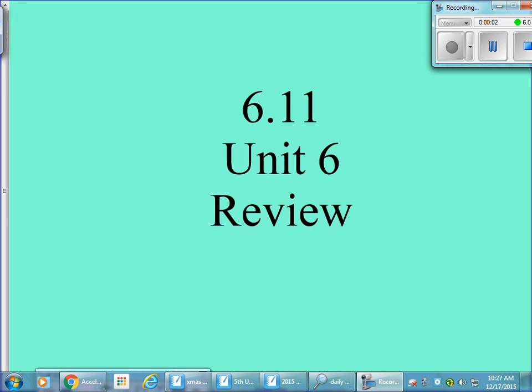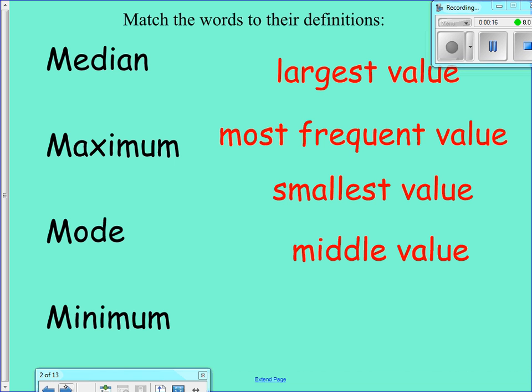Good evening, fifth graders. We're going to be taking a look at the Unit 6 review tonight. We're going to be having a test coming up here in a few days. This will get you ready for the Unit 6 review packet in class tomorrow. All right, let's take a look at what we're going to be working on.